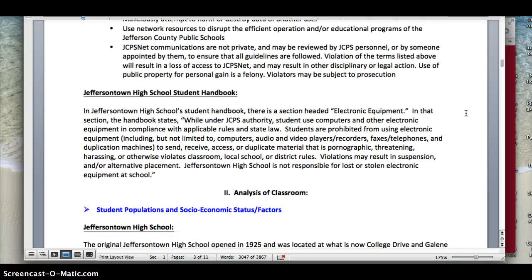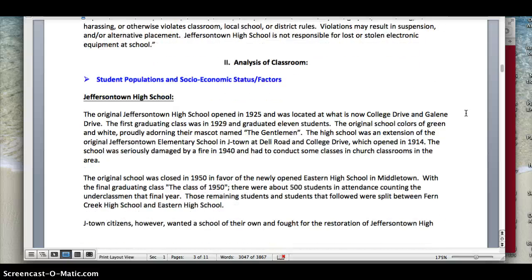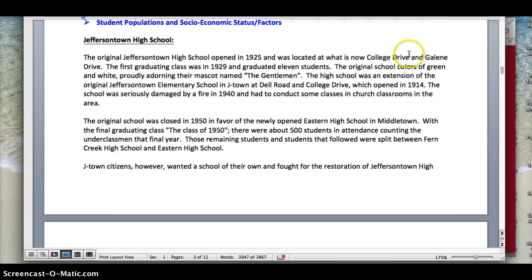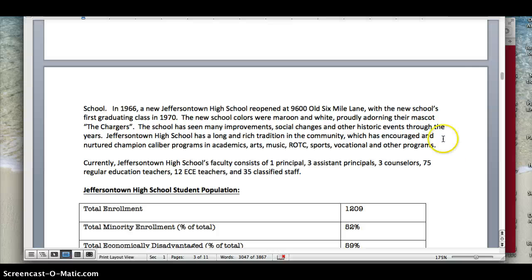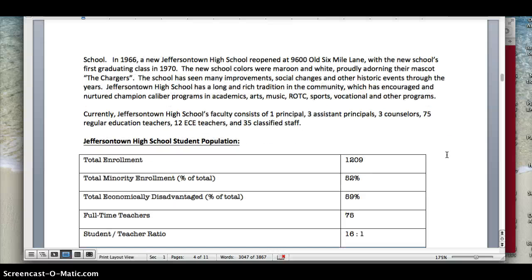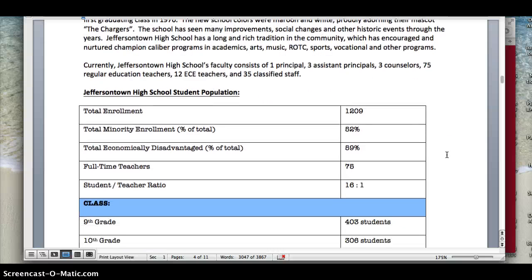And then getting to J-Town High School, gave some background information about J-Town, and we are located at 9600 Old 6 Mile Lane. And then I've broken up our population and our enrollment into different categories. Now at J-Town we have one principal, three assistant principals, three counselors, and 75 regular education teachers, 12 ECE teachers, and 35 classified staff.